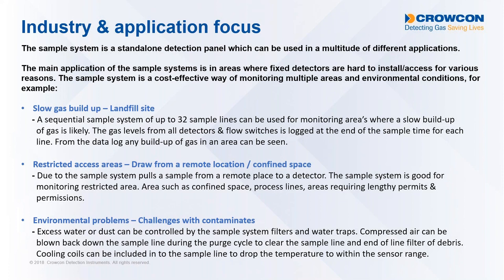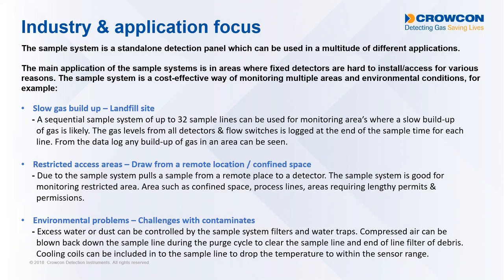Also, we can look at restricted access areas, so drawing a sample from a remote location or a confined space. Because the sample system pulls that sample from a remote place to the detector, it is very good for monitoring those restricted areas. So confined spaces, process lines, and areas that require lengthy work permits and permissions in order to gain access can be monitored without the need for that. No longer will we need to wait for a lengthy permit or permission, because the sample system is doing the work an operator would do in that situation anyway.